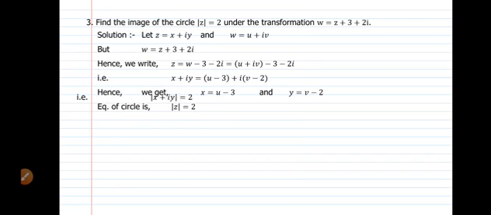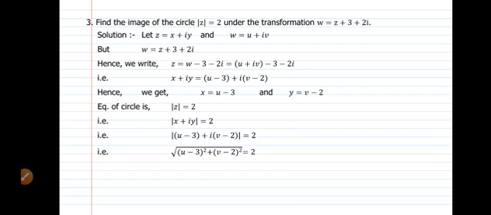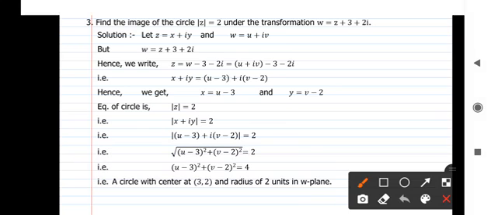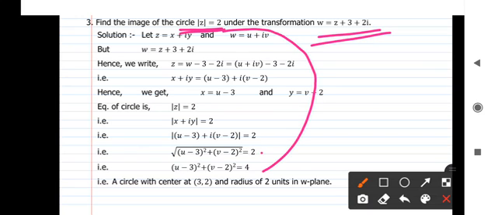Mod z equal to 2 means mod x plus iy equal to 2. That is mod u minus 3 plus i times v minus 2 equal to 2. You can directly write x square plus y square equal to 4. That is u minus 3 bracket square plus v minus 2 bracket square equal to 4. So this is nothing but the equation of a circle with center at point (3, 2) and radius of 2 units in W plane. So here it is proved that under the translation transformation, the circle in Z plane is again a circle in W plane.